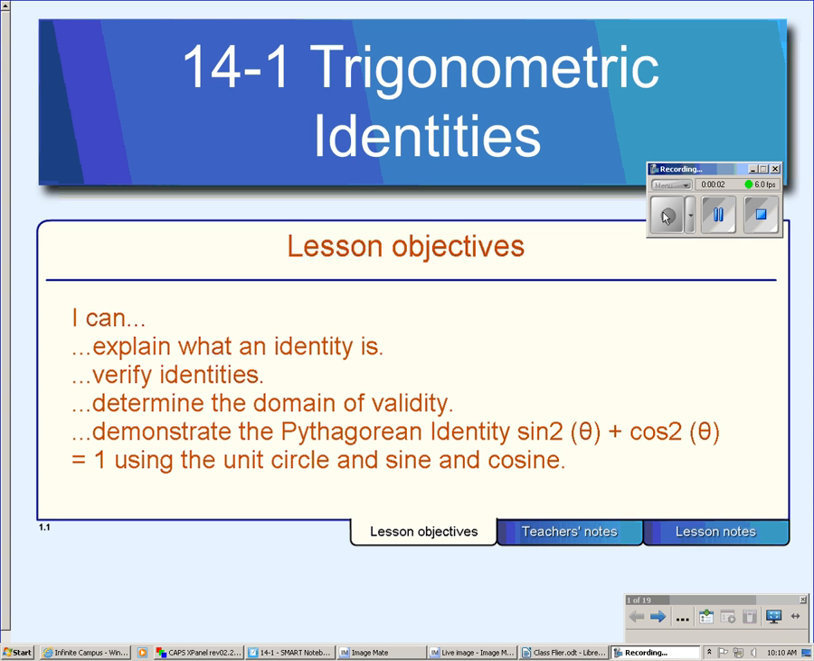This is lesson 14.1 about trigonometric identities. In this lesson, you will explain what an identity is, then you will verify identities and determine the domain of validity, and then we'll do these other things in a second video.